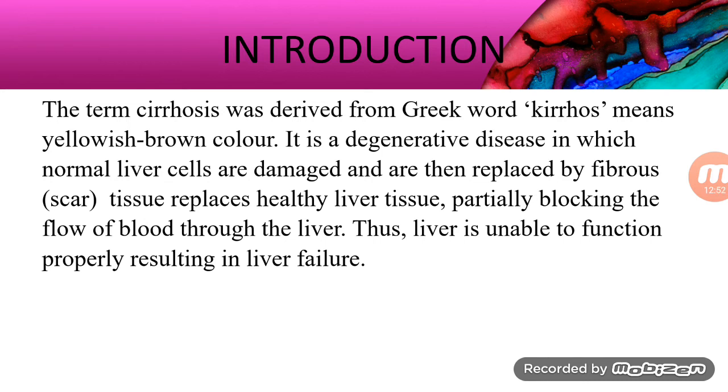It partially blocks the blood flow throughout the liver, okay? So due to the replacement of healthy liver tissue with fibrous tissue, there will be blockage in the blood flow throughout the liver, okay? So if there is a blockage in the blood flow, then the function will not be there. The liver cannot function properly. So due to that, at last liver failure will occur. This is about liver cirrhosis.